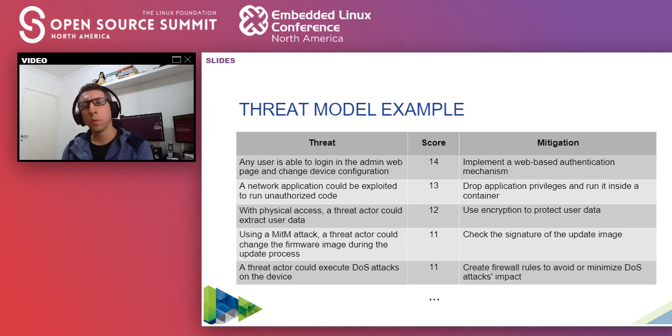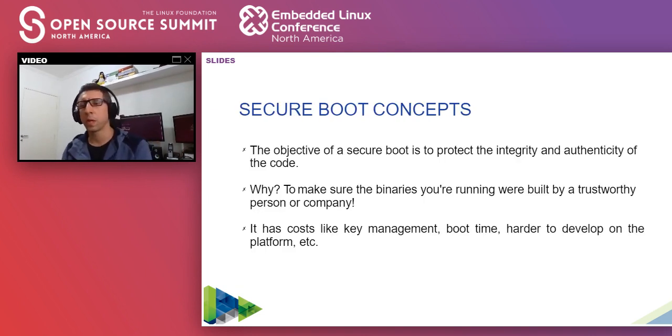Well, from now on, we're going to basically talk about mitigations. Our focus here is on the technical side of security. We're going to talk about a lot of technical mitigations that we could use to improve the security of an embedded device. So let's start with secure boot.